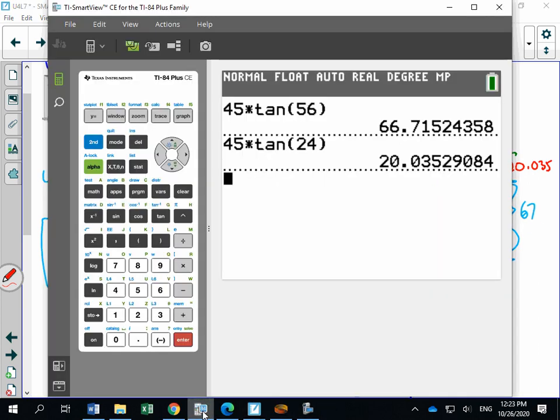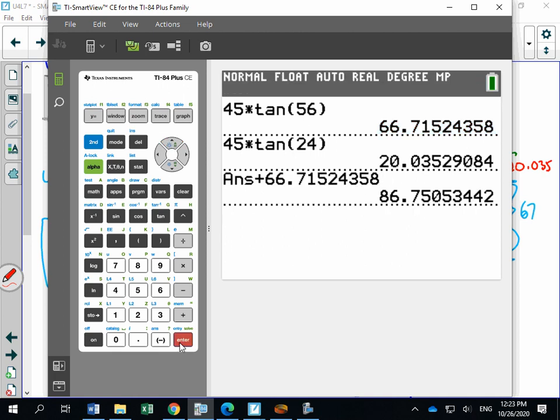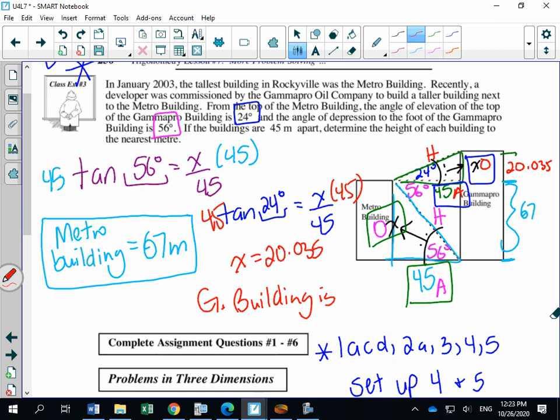So I go back to my calculator. So here I would just do plus, and I get the exact same number if you selected. I'm going to scroll up to that guy. So the Gampero to the nearest meter would be, everybody's getting 87? So this by far on your unit exam would be worth the most.